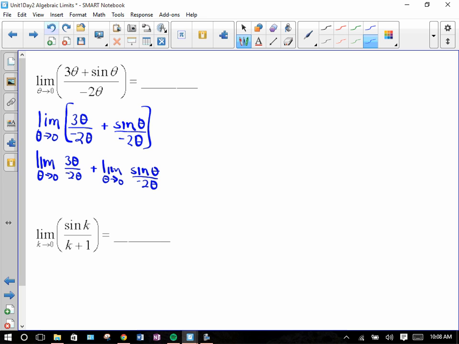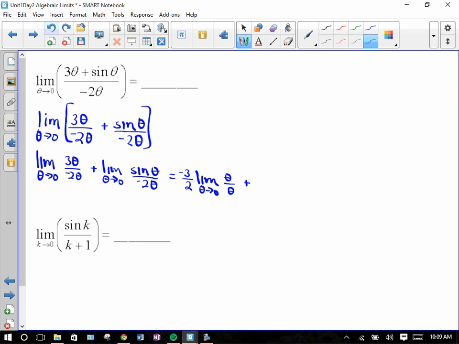Now look at this. What did you want to do at the very beginning? Move the 3 and then move it to the front. You're going to bring it to the front. So I'm going to have negative 3 over 2 times the limit as theta approaches 0 of theta over theta, plus, can I bring anything out front for this one?